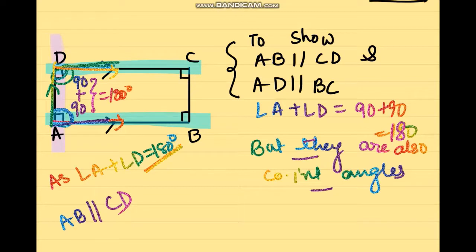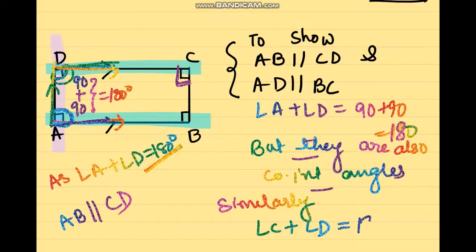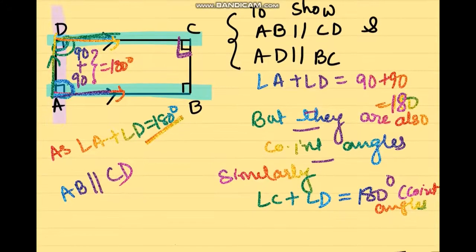Okay? So in the same way, similarly, angle C plus angle D is also equal to 180 degrees, and they are also co-interior angles. So what can you say? You can say that BC is parallel to AD.